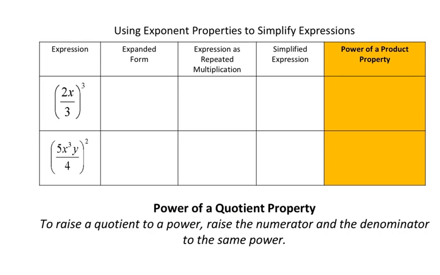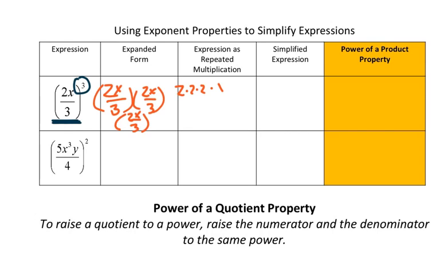Okay, one last property. I want to go ahead and expand this expression, and then I'll tell you what the property is. So if you notice, 2x over 3 is done 3 different times. So what does that look like expanded? It looks like this. 2x over 3 times 2x over 3 times 2x over 3. That's what that means. So now we're going to put together all of our like terms in our repeated multiplication, and so it looks like this. 2 times 2 times 2 times x times x times x, and then over 3 times 3 times 3.